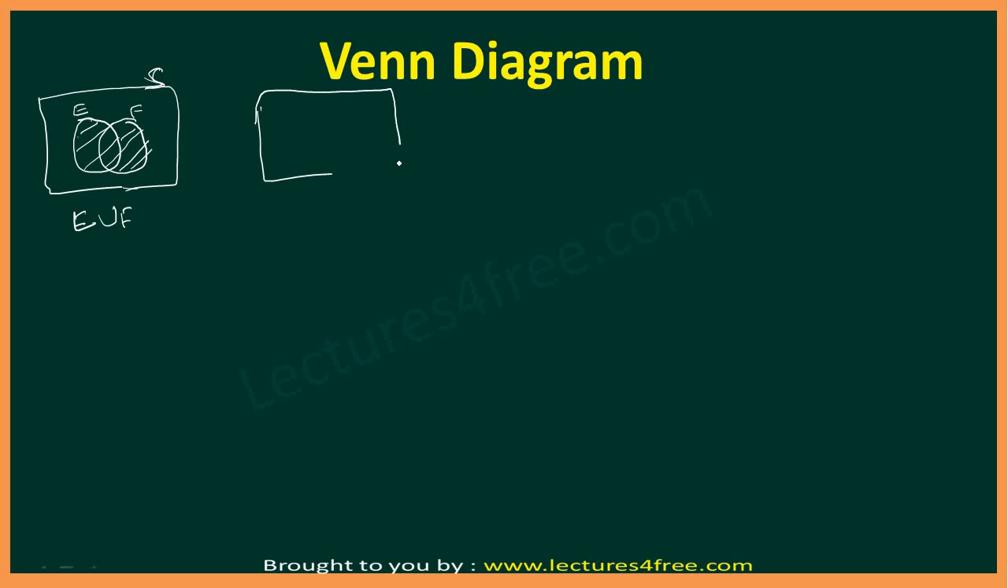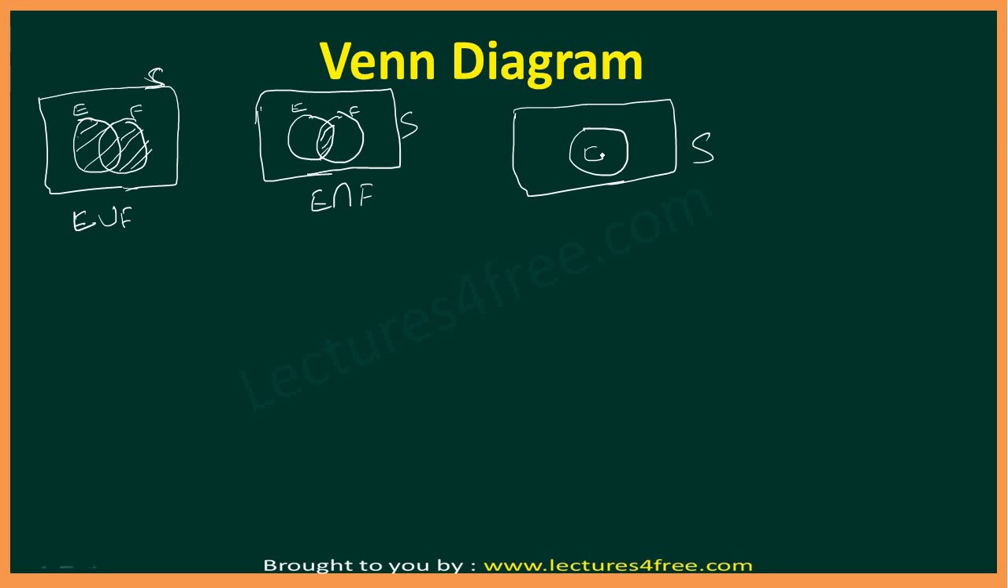Now let's see again. Let's suppose this rectangle is representing our sample space S. This circle is representing E, and this circle is representing event F. So this region is your E intersection F. Let's suppose this is our sample space S. This inside region is representing our event E. So this outside region will be our region E bar, or we can say E C, meaning the complement of E.